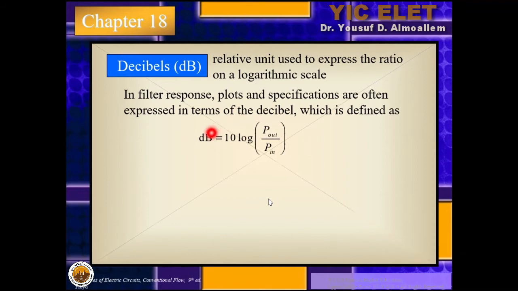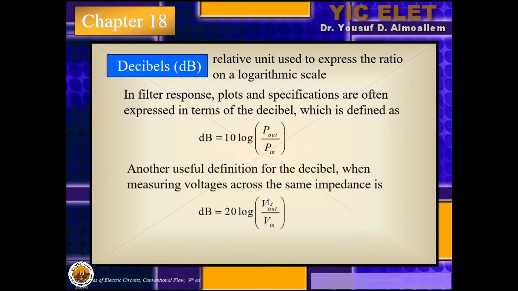What is decibel? Decibel is defined by this equation. Decibel is referred to as dB, which is equal to 10 times log of Pout over Pin. So this is a ratio, and after we calculate this ratio, we will take the log base 10. So it is log base 10 of Pout over Pin. Actually, there is another definition for decibel using voltages rather than power. So in voltages, dB will be equal to 20, not 10, 20 times log Vout over Vin. And because it is a ratio, the decibel has no dimension, so it is dimensionless.